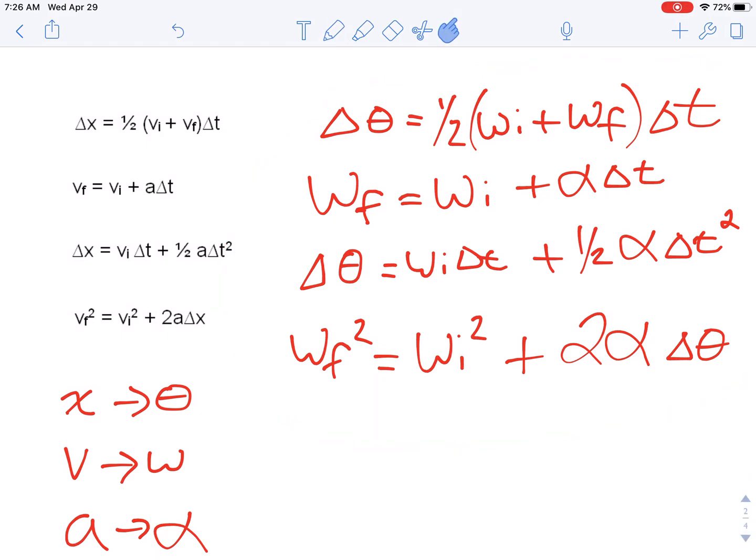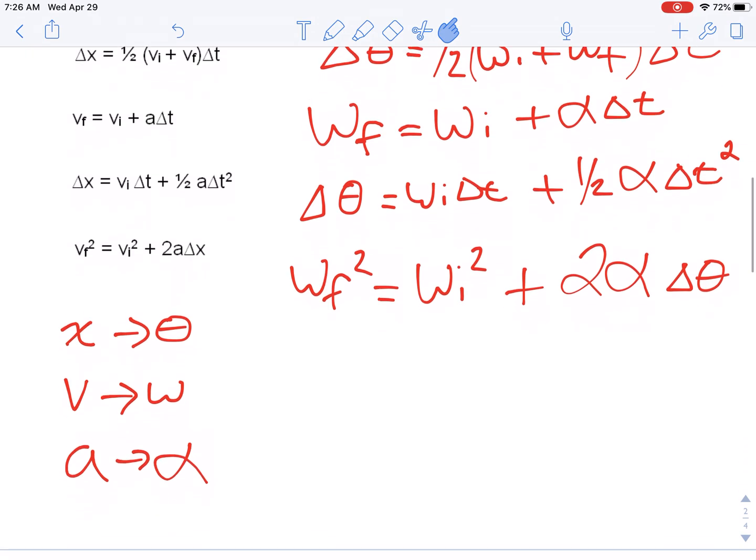So I won't say much more other than, yeah, the same exact relationships between these quantities exist as existed with the linear quantities. Despite the fact that these are all angular quantities, the same mathematical relationships exist, and that's just another way of saying that the kinematics look similar with different symbols, okay?